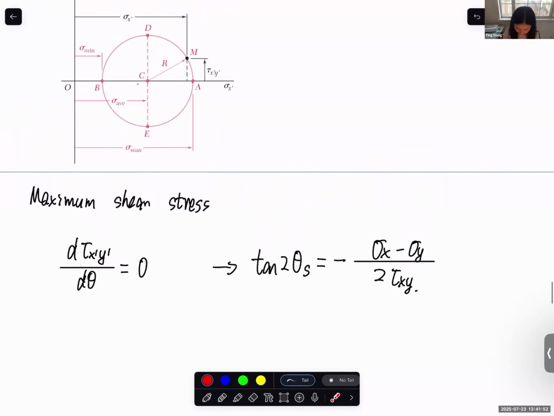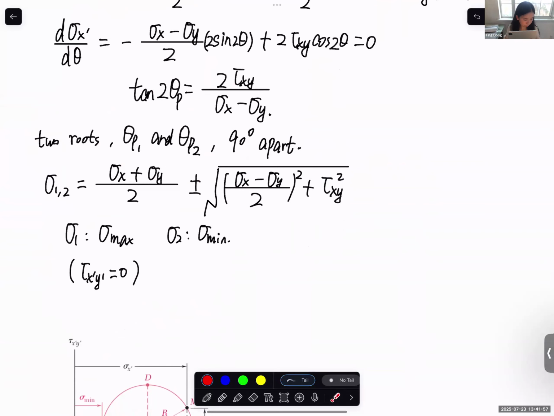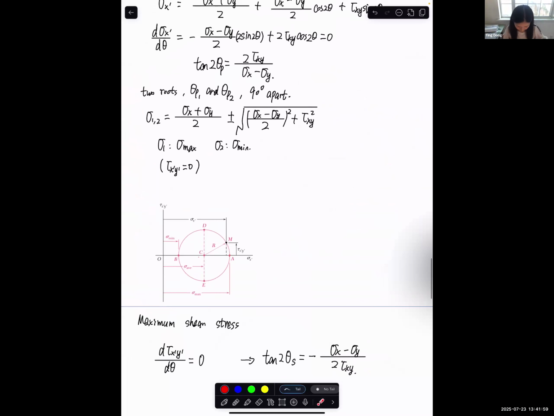And now if we compare these two, this is the theta when the normal stress reaches the maximum and minimum, the extreme values. This is where the shear stress reaches the maximum. And you can see that this one times this one equals -1. What does it mean? Two tangent values multiply to -1. It means these two angles are 45 degrees apart, right?